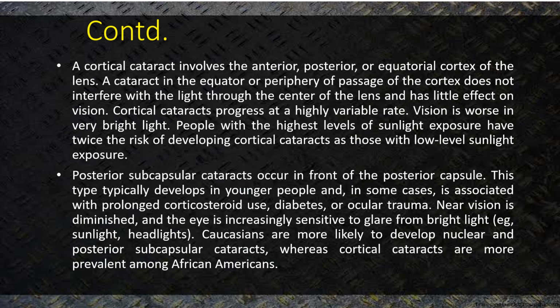In case of cortical cataract, it involves the anterior, posterior, or equatorial cortex of the lens. A cataract at the equator or periphery of the cortex does not interfere with the light through the center of the lens, and has little effect on vision. Cortical cataracts progress at a highly variable rate. Vision is worse in very bright light. People with the highest level of sunlight exposure have twice the risk of developing cortical cataracts as compared to those who are exposed to low levels of sunlight.